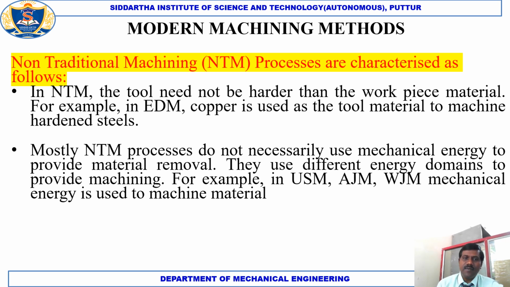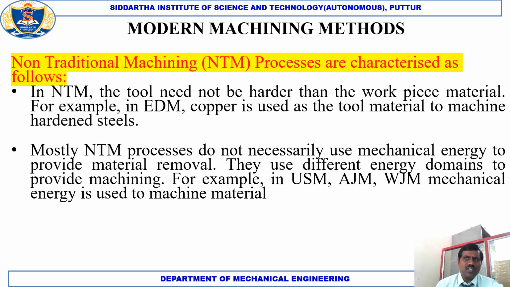In case of the EDM, electric discharge machining process, we are going to use copper as a tool material to remove the material from the hardened steels also. Mostly the non-traditional machining processes do not necessarily use the mechanical energy to provide the material removal.